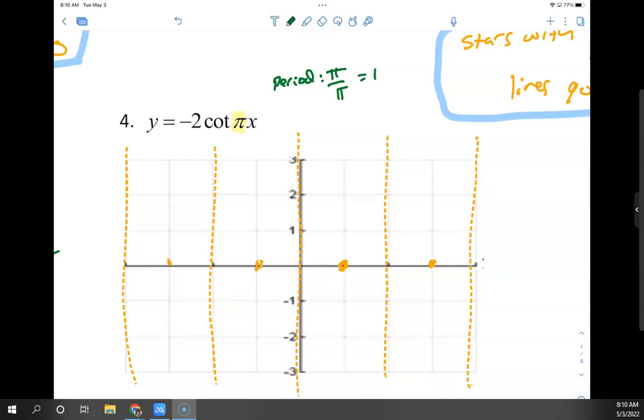Which is okay. So if this was 0, what would the next asymptote be? 1, right? Because that's the period. And the next one would be 2. And halfway in between would be 1/2 and 3/2. And you could label the left side, but you don't have to.